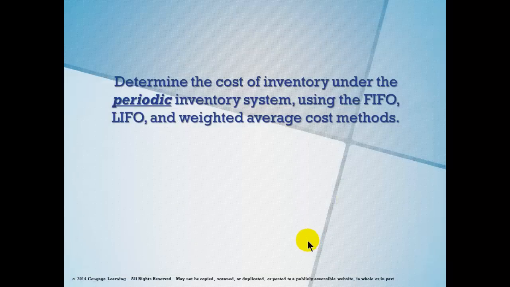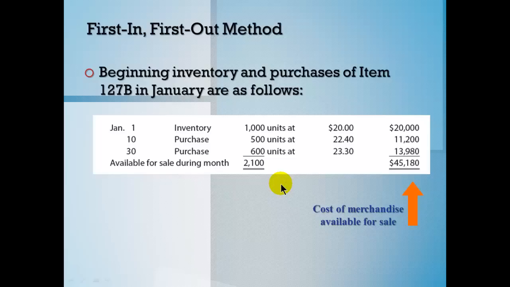So now we're going to shift gears and look at a periodic system, and again using FIFO, LIFO, and weighted average. The previous slides were somewhat in depth, somewhat busy, explaining the perpetual, and now we're going to talk about periodic, which is really a much easier and simplistic concept. And in this case, you had an inventory. There's your same beginning inventory of 1,000 units at $20, and then your purchases of 500 units, 600. So all this is the same. Now this is what they call merchandise available for sale.